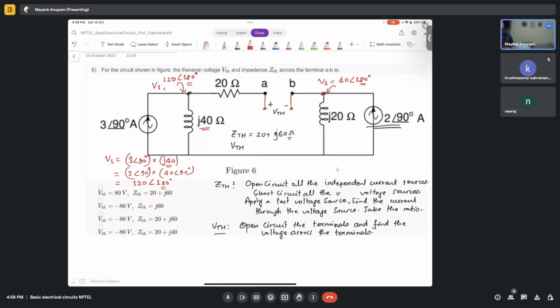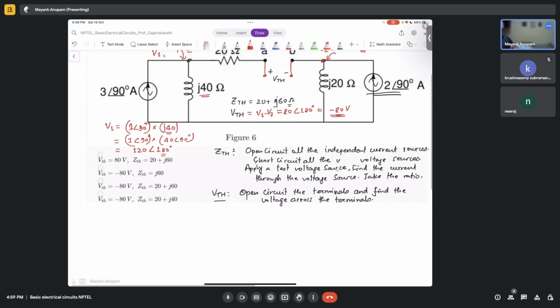Now what is VTH? V1 minus V2, which is equal to 80 angle 180, right? And what is angle 180 equal to? It is simply a minus sign, it is simply inverted. 1 angle 180 is what? Minus 1. So 80 angle 180 is minus 80. Minus 80 volt. So the correct answer would be this one, right?